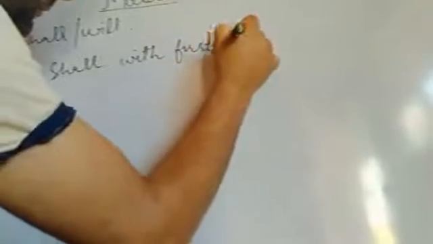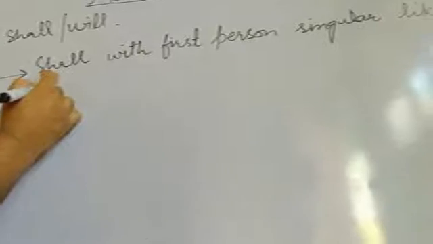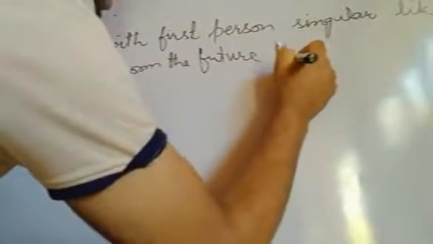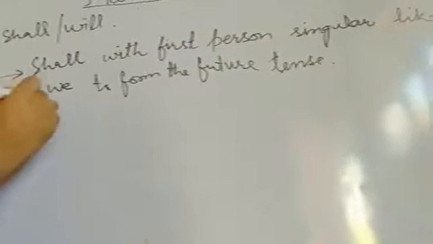Our first modals that we commonly use are shall and will. Traditionally we use shall with the first person, singular and plural, like I and we, to form the future tense.